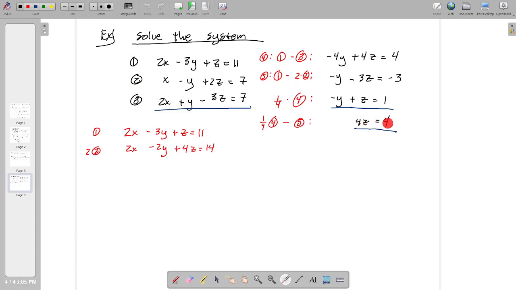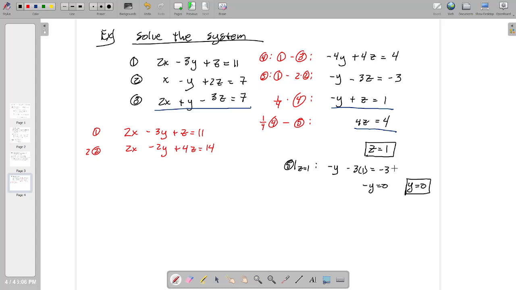I have 4z is equal to 4. This means that z is equal to 1. Then I can back substitute here. So equation 5, such that z is equal to 1, will give me negative y minus 3 times 1 is equal to negative 3. So I add 3 to both sides, and I have negative y is equal to 0, so y is equal to 0.